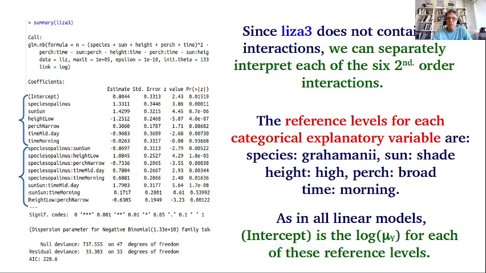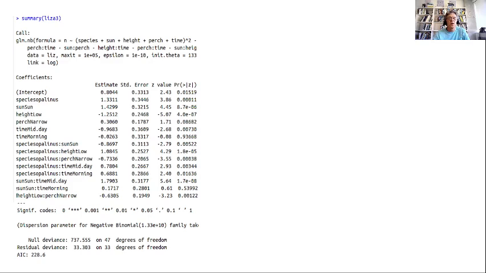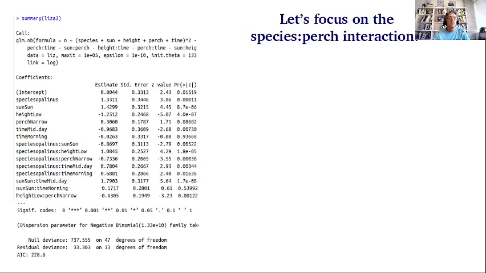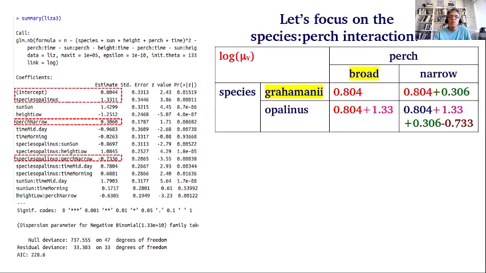So in all these models, the intercept is the log of the mean of the response variable for each of these reference levels. So let's look again at the parameter estimates and focus on just one of the second order pairwise interactions, which is the species perch interaction. Here I'm showing a 2 by 2 table in which we have in yellow the reference levels of these two categorical explanatory variables. This corresponds to the intercept. This is the log of the mean of the response variable for the intercept.